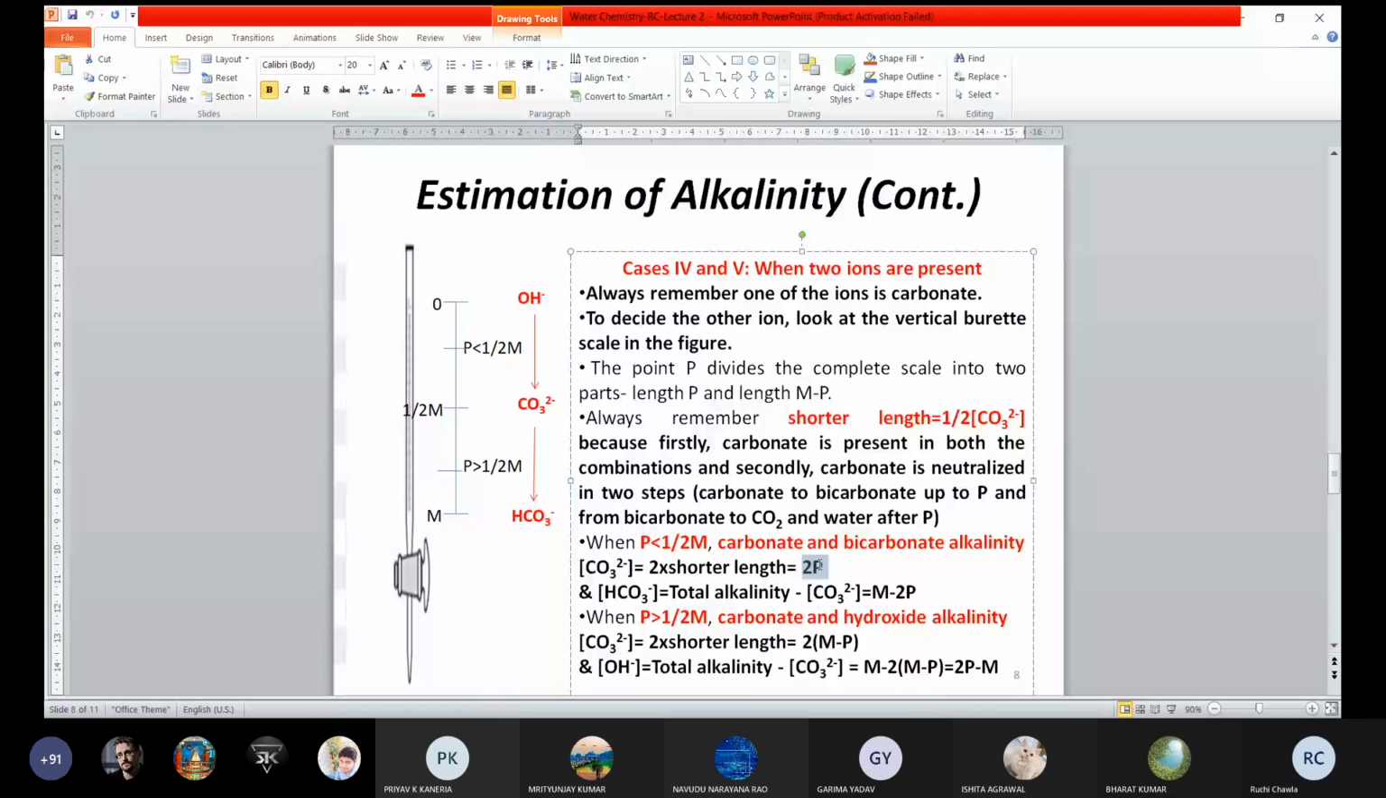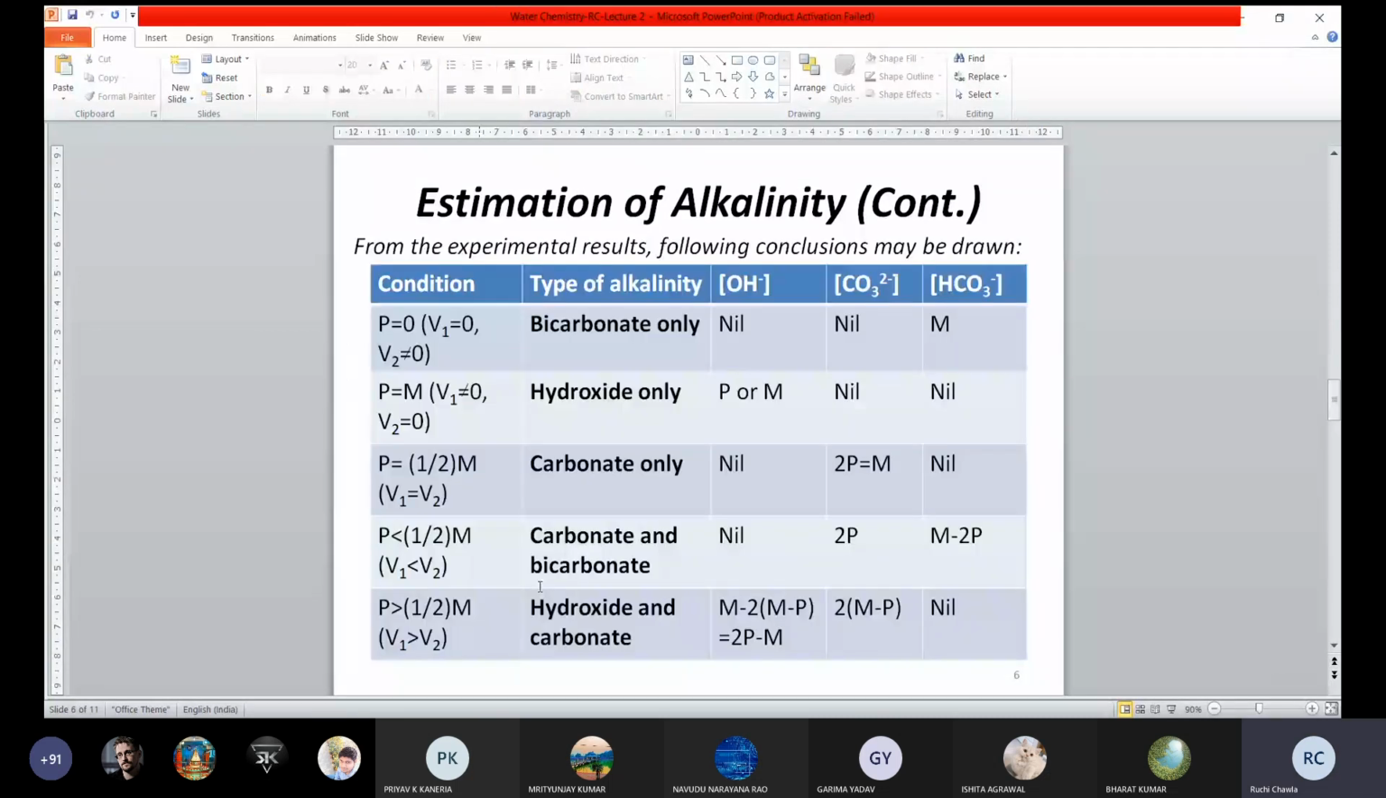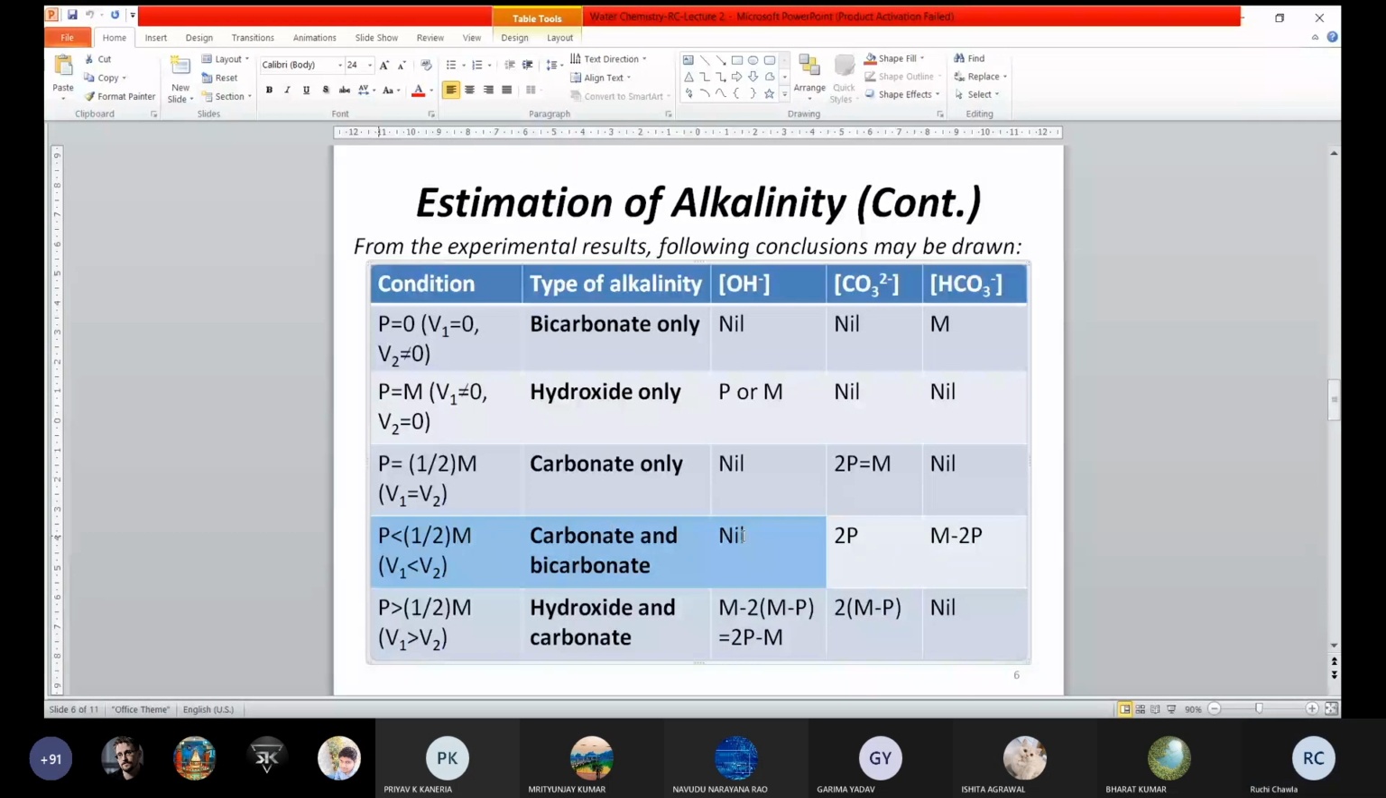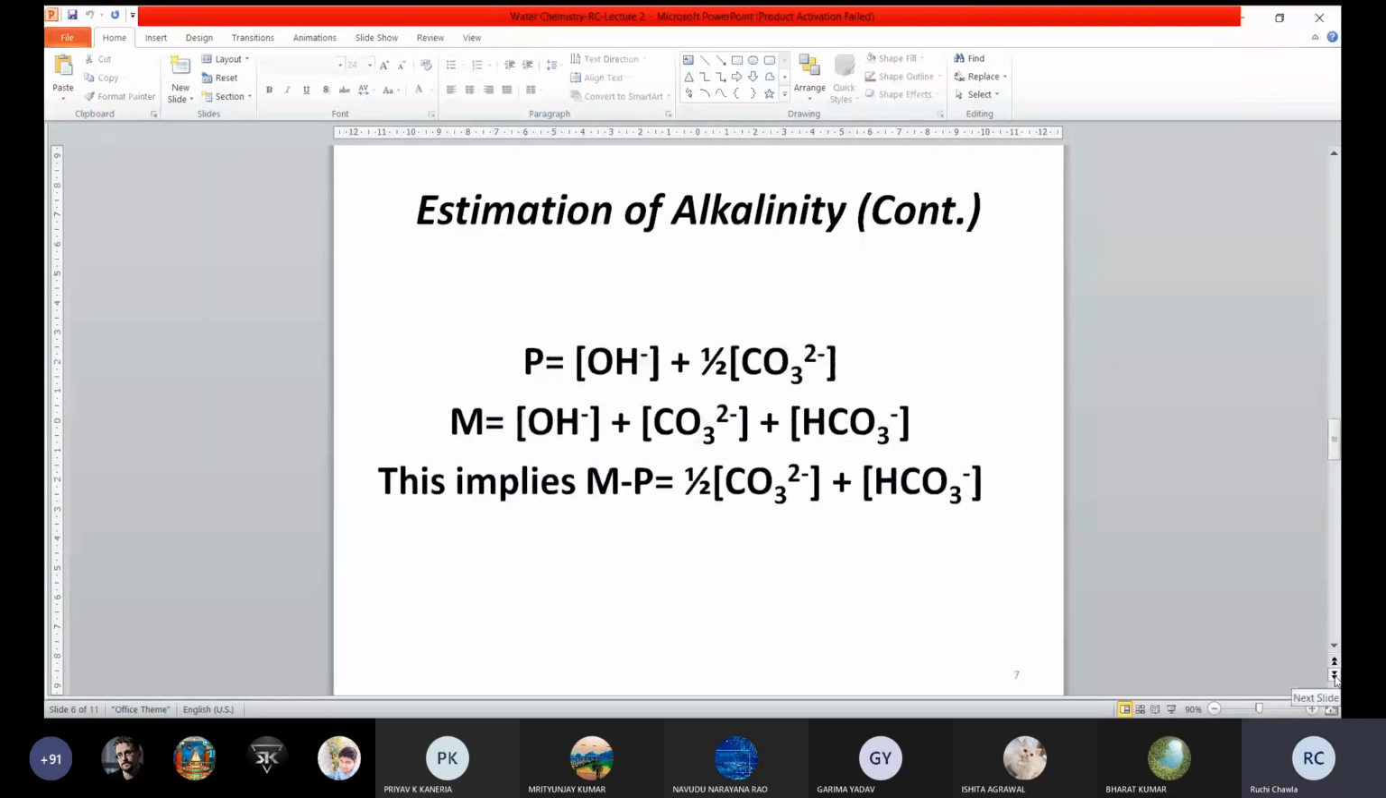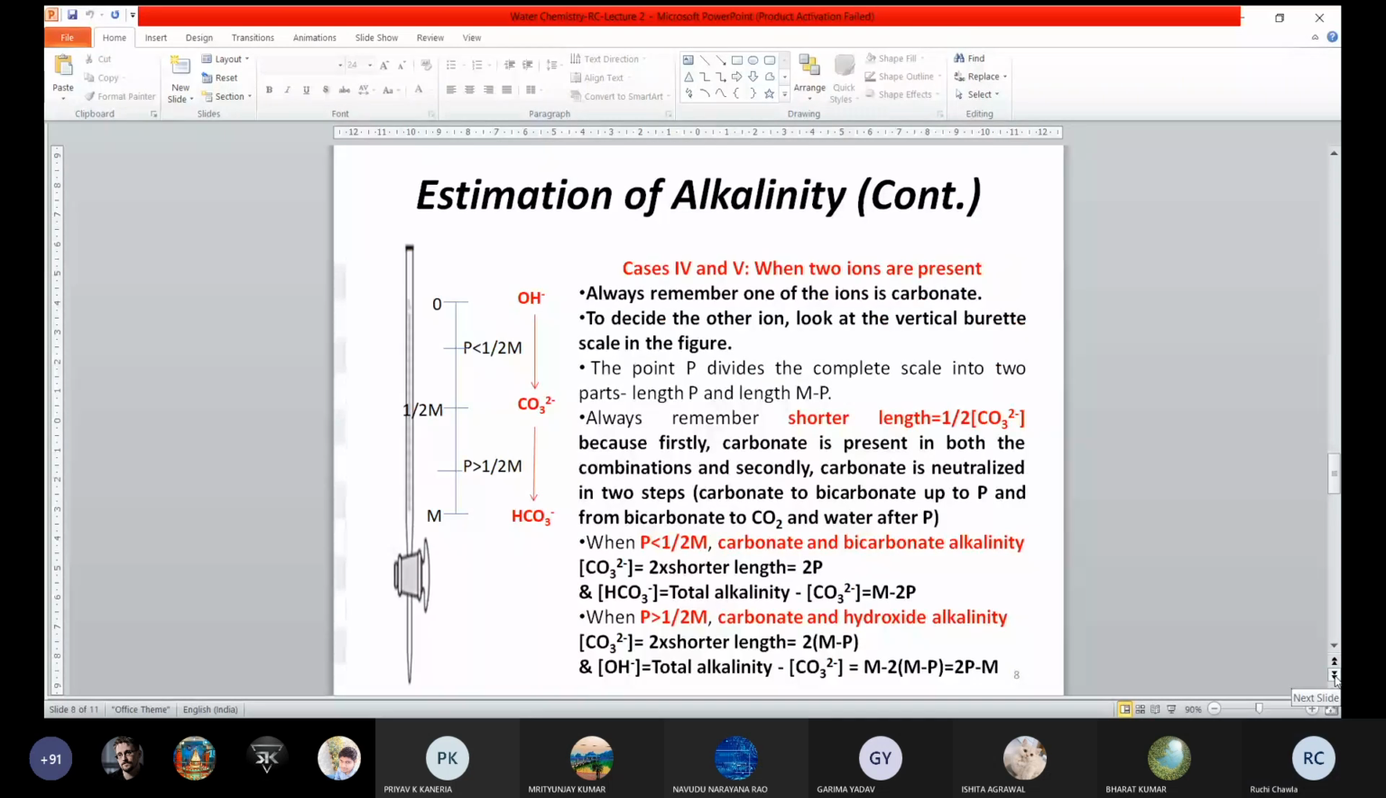Is it clear? So these were the entries that you saw on the table. When P is less than half M, this is the case of carbonate and bicarbonate. Hydroxide nil, carbonate 2P, bicarbonate M minus 2P. And if you have understood the trick or the method, then it is very easy for you to work out the last condition as well. Suppose now P is lying over here.